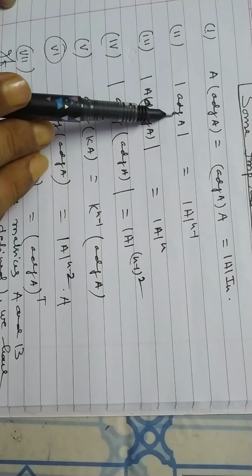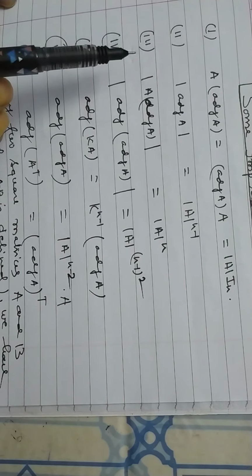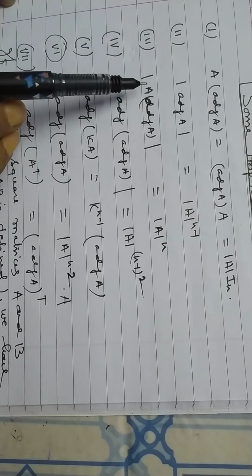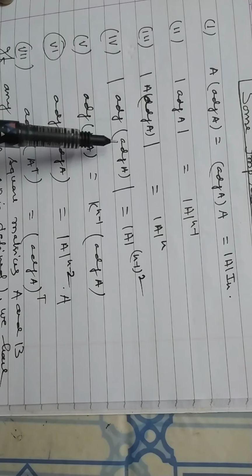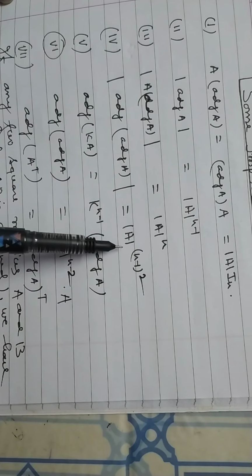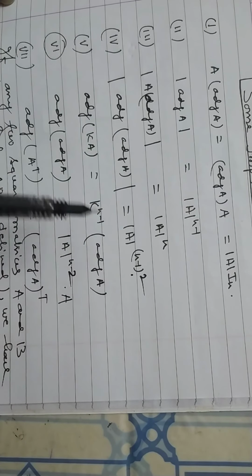Here what do you observe? Here determinant of adjoint A is equal to determinant A to the power n minus 1. We again take determinant of adjoint of adjoint A. This will be determinant A to the power n minus 1 whole square.